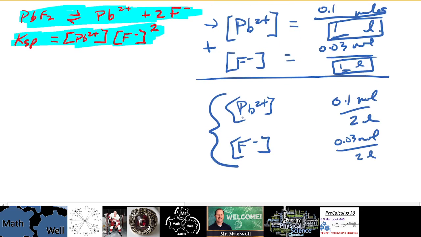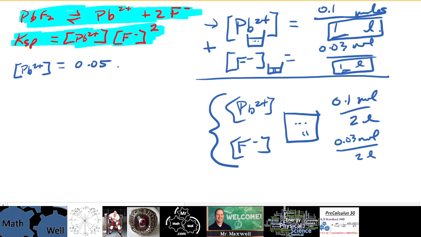So these are added together. The new concentration in our new beaker, think about this. We've got 1 liter of this, 1 liter of this. Now I have 2 liters. Same number of ions, but they're now in 2 liters of solution instead of each in 1. You get that? So the concentration here is 0.05 molar. That's our new concentration with the new volume. And F- is 0.015 molar.